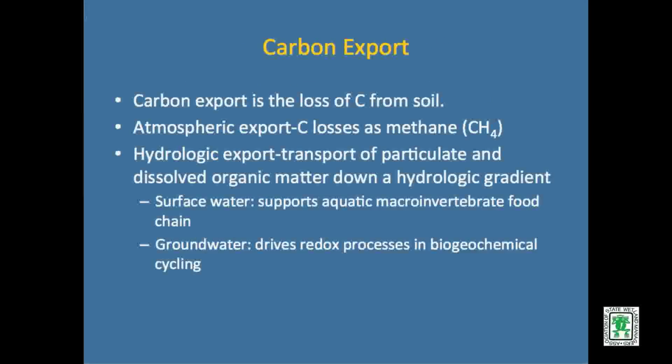There is atmospheric export, where carbon is lost as methane or carbon dioxide, as well as hydrologic export, the transport of particulate and dissolved organic matter down a hydrologic gradient. If it's being moved with surface water, it will support aquatic macroinvertebrate food chains. If it's driven by groundwater, that's going to promote redox processes for the biogeochemical functioning.